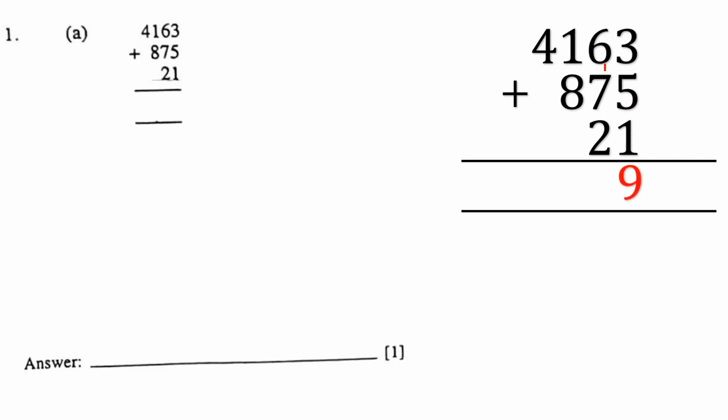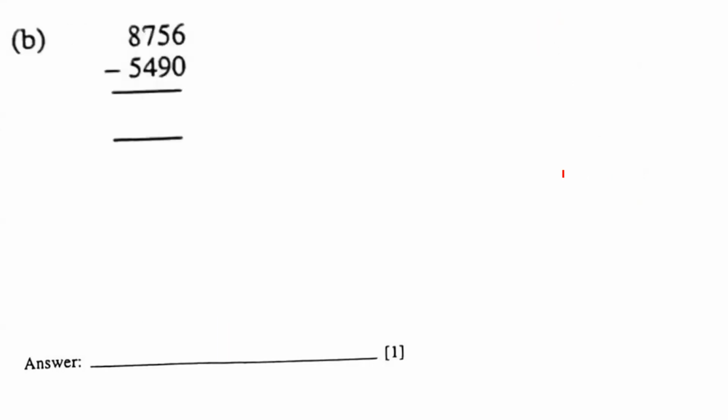Then we have 6 plus 7 plus 2. That is 15. We put the 5 down right here, and we put the 1 above. Then we say 8 plus 1 plus 1. That's going to be 10. We put the 0 down, and we put the 1 above. Next, we say what is 4 plus 1? 4 plus 1 is 5. And so the correct answer to this addition problem is 5,059.